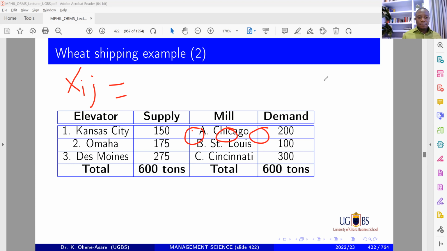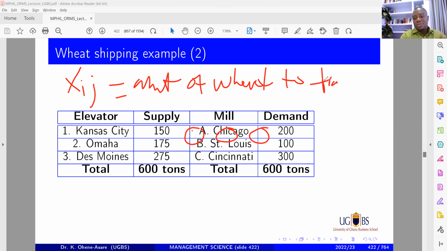Let X_ij be the amount of wheat to transport from elevator i to mail j. Good. Once you use elevator, you have to use mail. Otherwise, you say from node i to node j, if you don't want complexities. That is a perfect answer.